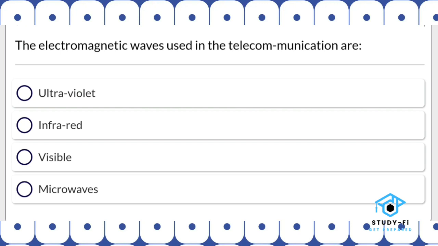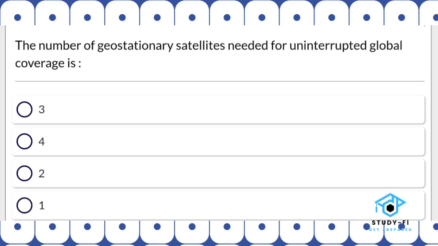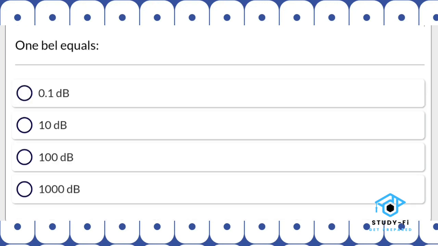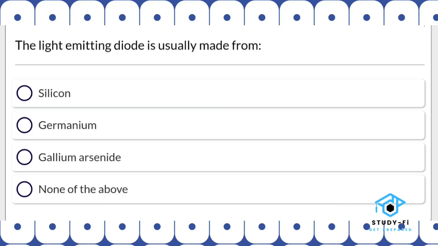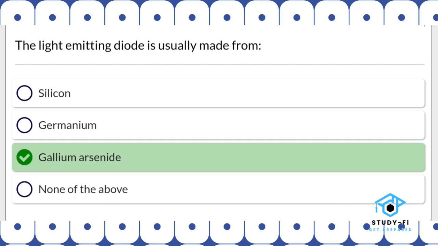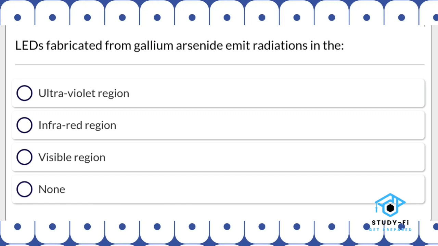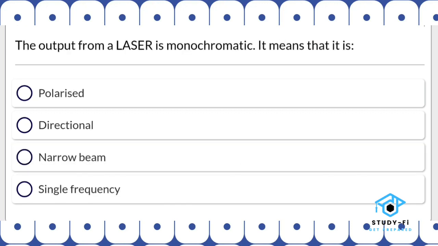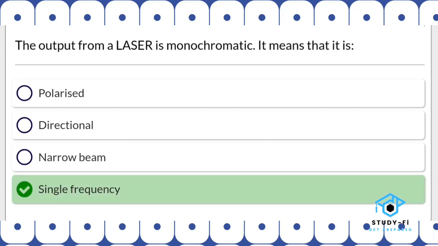The electromagnetic waves used in the telecommunication are microwaves. The number of geostationary satellites needed for uninterrupted global coverage is 3. 1 bell equals 10 decibel. The light emitting diode is usually made from gallium arsenide. LEDs fabricated from gallium arsenide emit radiations in the visible region. The output from a laser is monochromatic. It means that it is a single frequency.